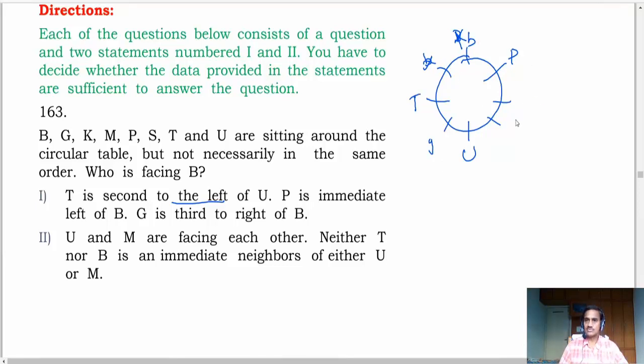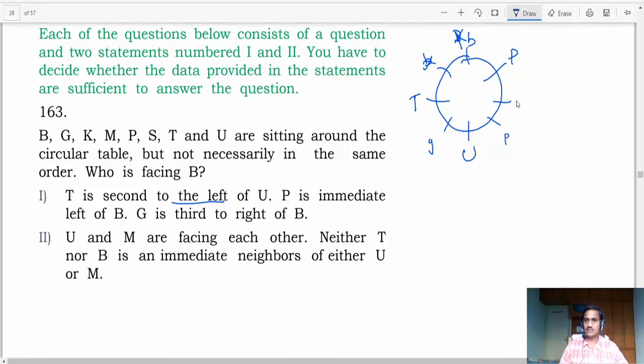Then what is the next possibility we have? P here, B here. If we take P here and B here, 1, 2, 3, G can come here. If G comes here, now P here, B here, 1, 2, 3. Hence B and P are opposite. B and U can be, B and P can be. Hence one alone is not sufficient.